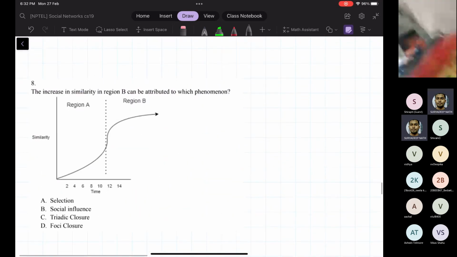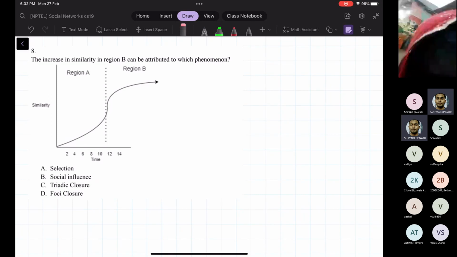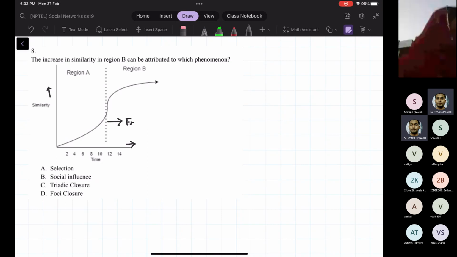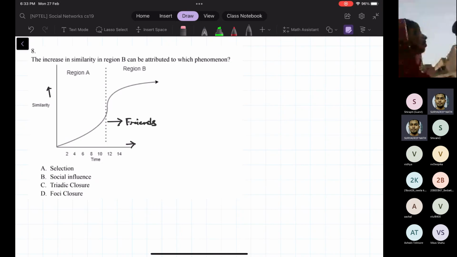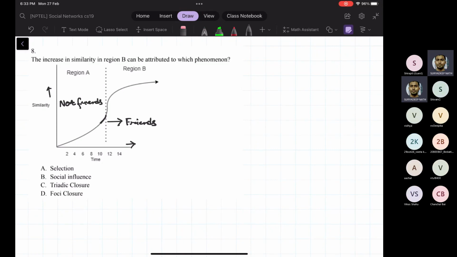Okay, proceeding to question 8. You have this graph. The increase in similarity in region B can be attributed to which of the following phenomena? Is it selection, social influence, triadic closure, or foci closure? On the x-axis you have time, and on the y-axis you have the similarity measure. What happens at this dotted line? They become friends beyond this dotted line, and in region A they are not friends. Just when they become friends, their similarity measure shows a steep rise.